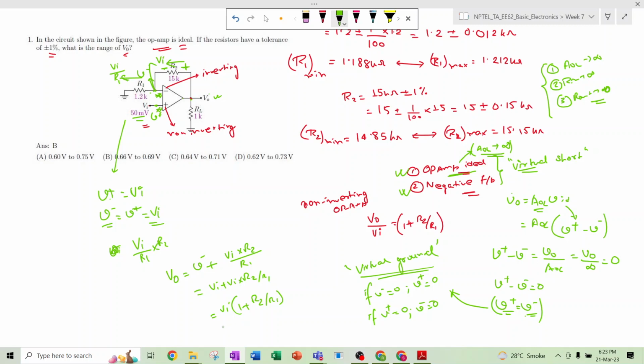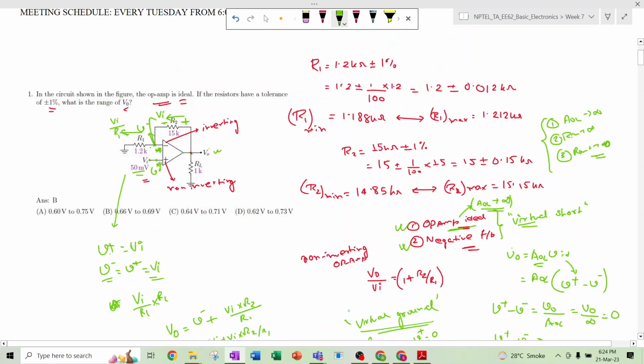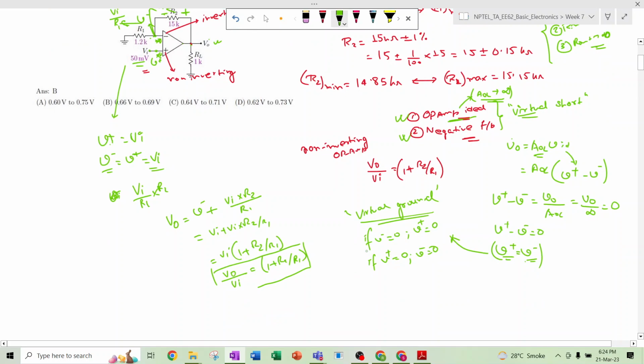So the gain of the op amp, Vo divided by Vi, is nothing but 1 plus R2 by R1. This is the case of a non-inverting amplifier. Non-inverting amplifier means there is a negative feedback and we are applying the input in the non-inverting terminal, and the inverting terminal we are just grounding. I have already discussed this in the previous case also, so that's why I have written this equation directly: Vo by Vi is nothing but 1 plus R2 by R1.